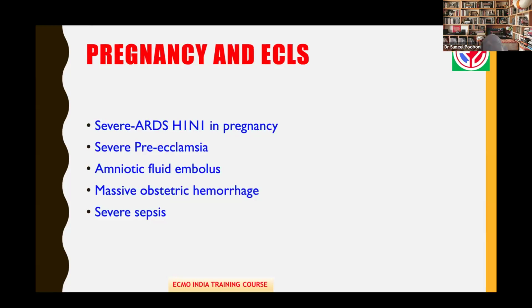Pregnancy also can be helped by ECMO a lot. Pregnancy complications at the time of delivery, the eclampsias, pre-eclampsias, severe ARDS secondary to H1N1 in pregnancy, even in COVID patients also, massive obstetric hemorrhage can be helped with ECMO. Severe sepsis, just like anybody else, severe sepsis is another one which can be helped with ECMO.